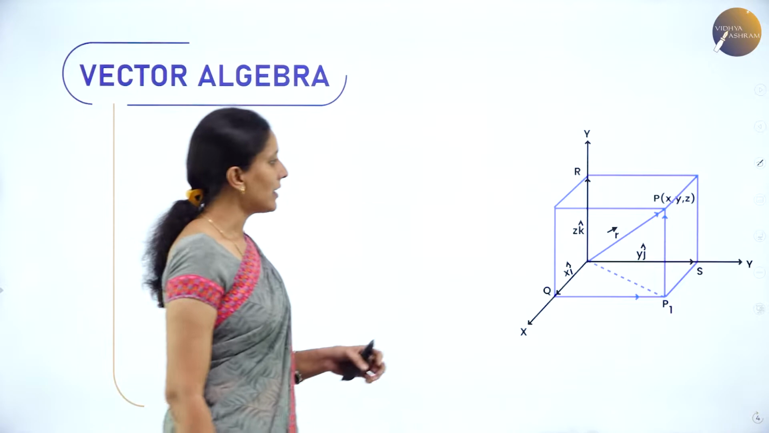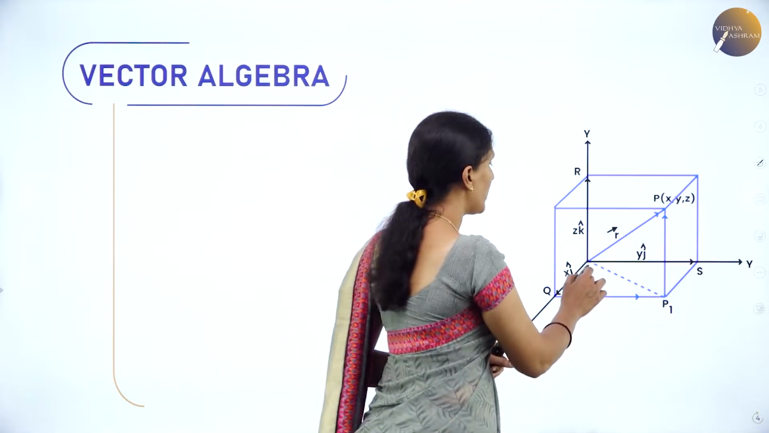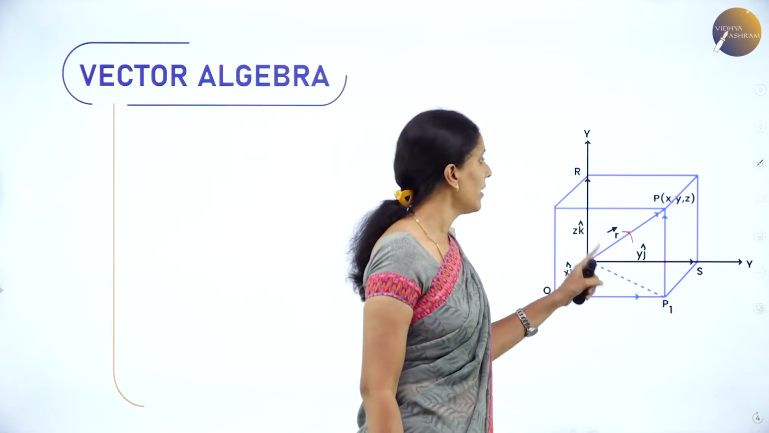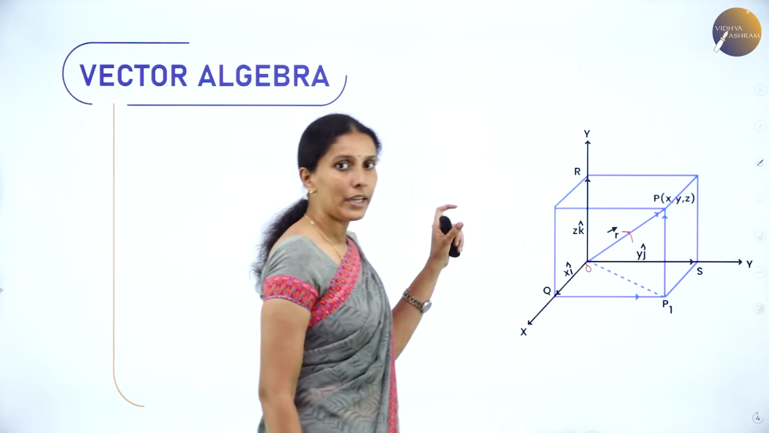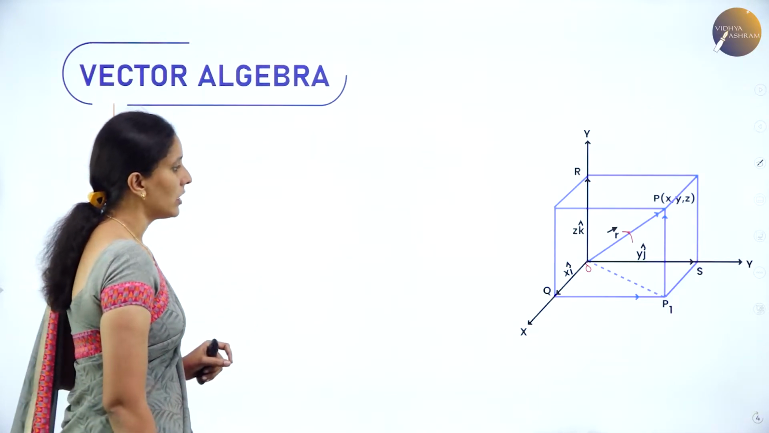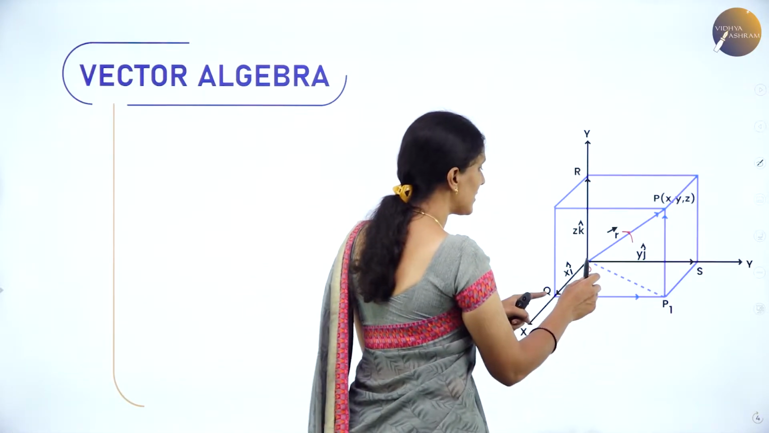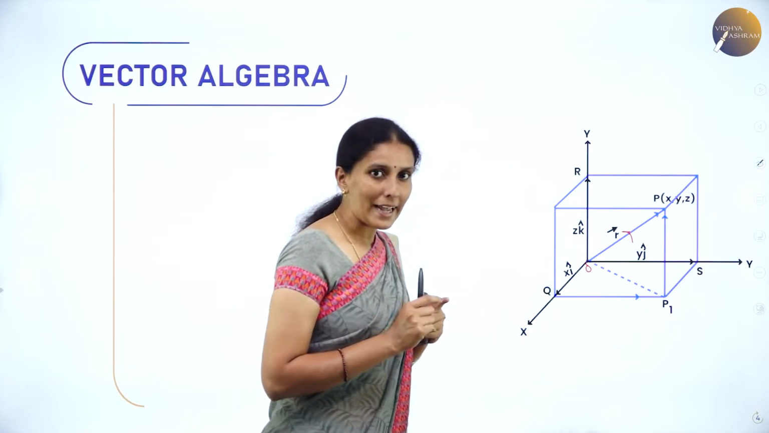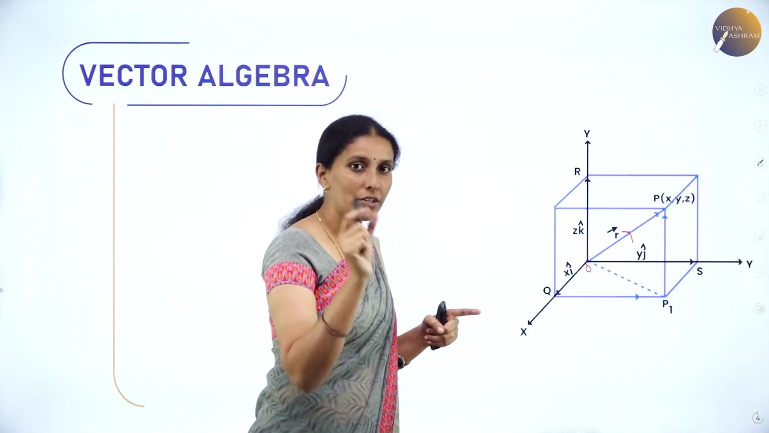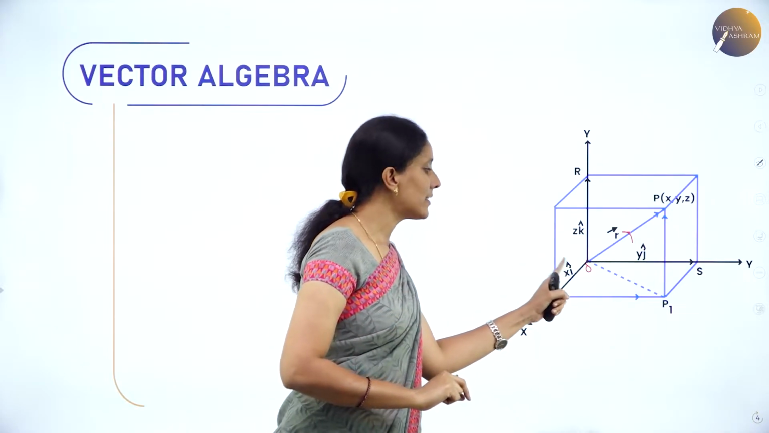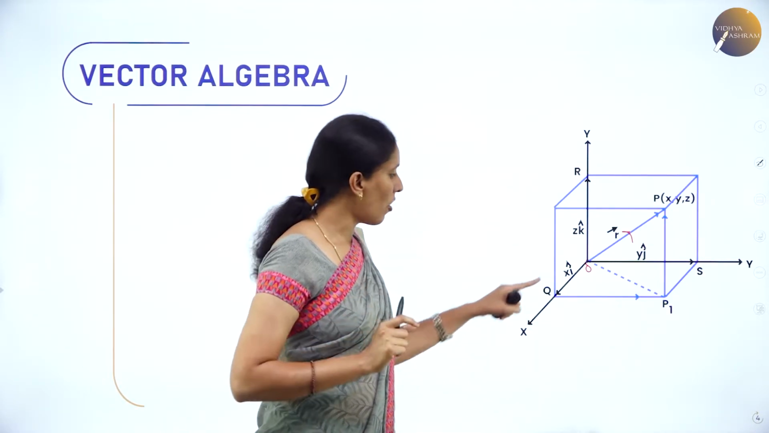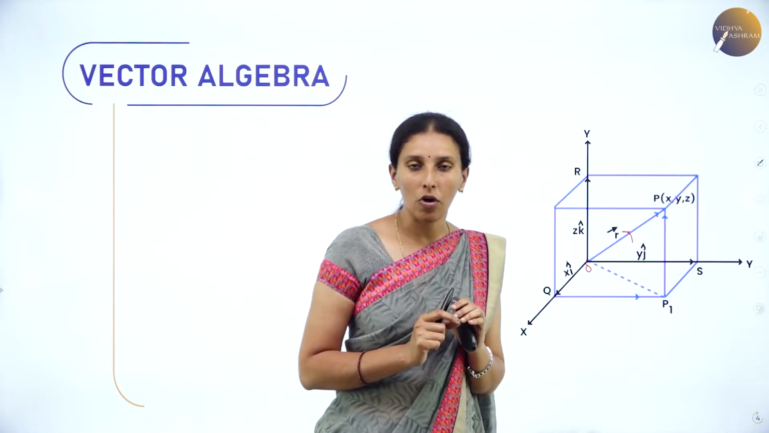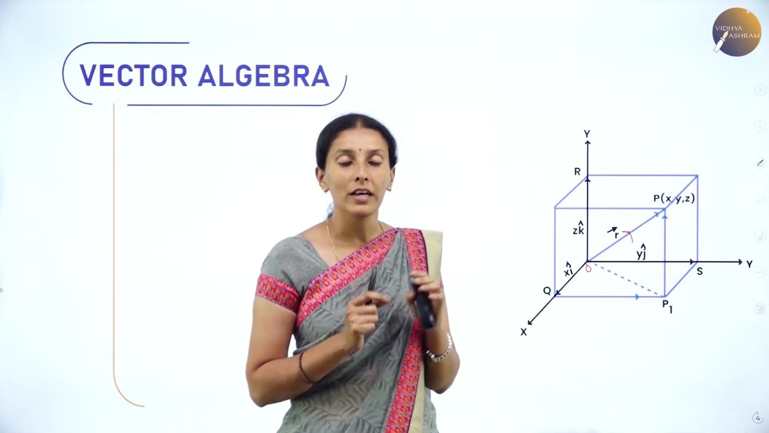Now let me consider a vector OP here. So this is our vector whose magnitude is given by vector r. Then what is OP in terms of components of a vector? So clearly you see this distance I can take it as x. Here I have multiplied by i because i is a unit vector whose magnitude is 1. So x into i represents the vector component along x-axis. Similarly, this represents the vector component along y-axis and the vector component along z-axis.